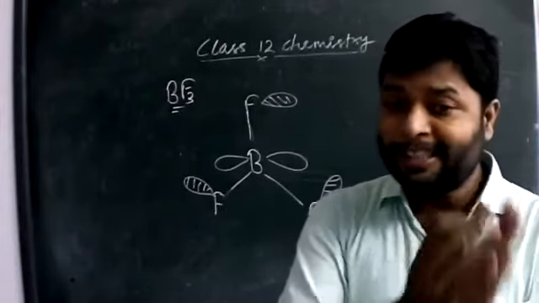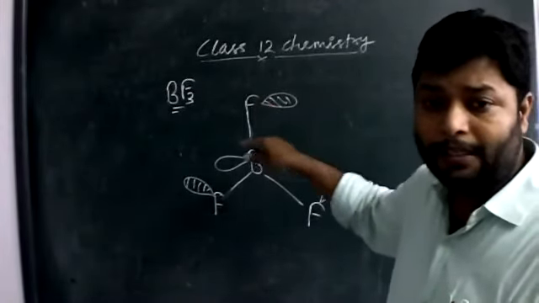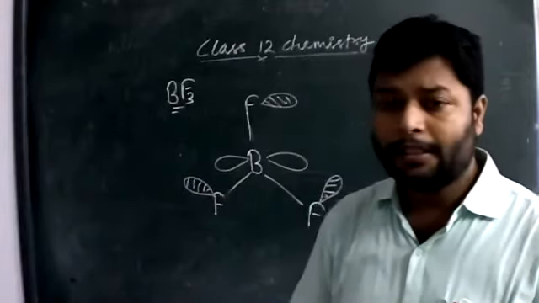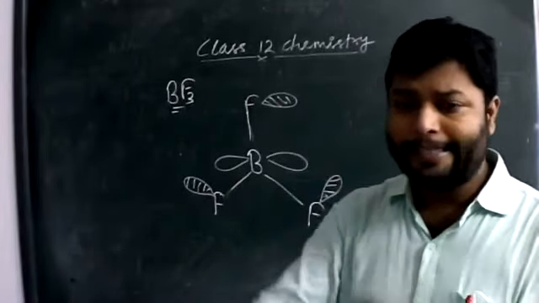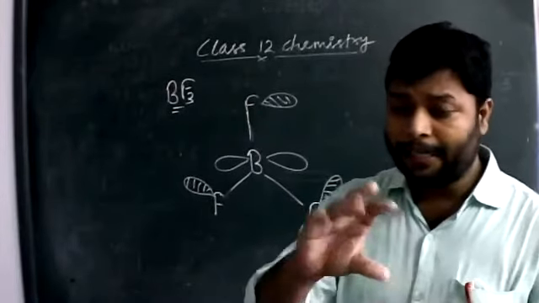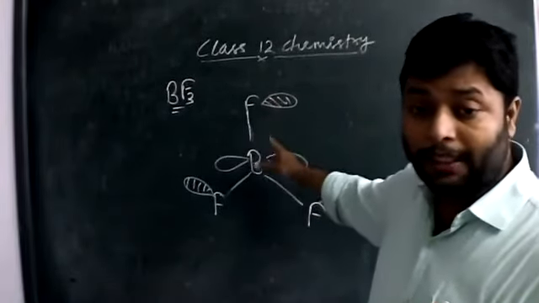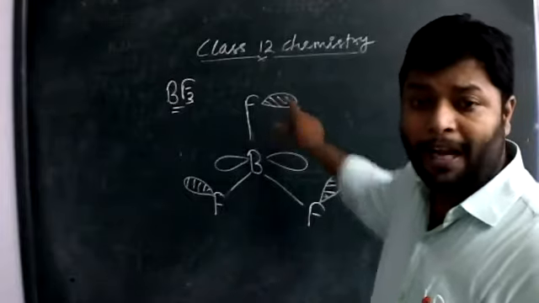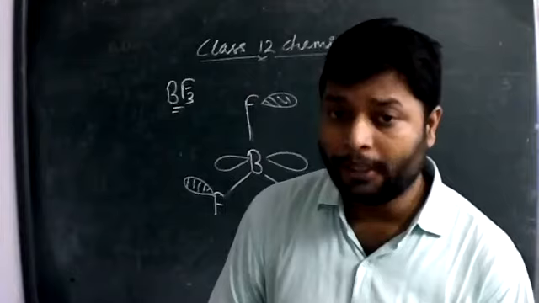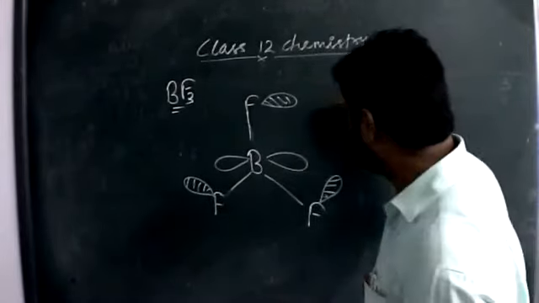And why is this? In BF3, boron and fluorine belong to the same period. The size is not very different, almost similar. Because of the comparable size, between the vacant orbital of boron and the lone pair of fluorine there is a further extended bonding between boron and fluorine.